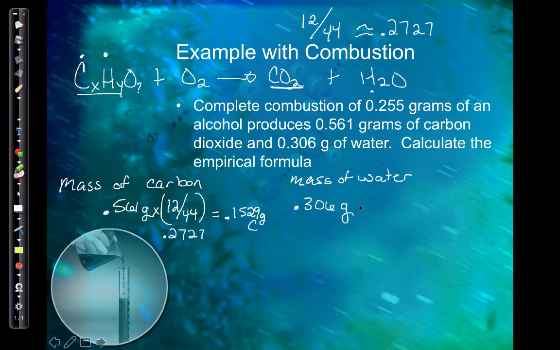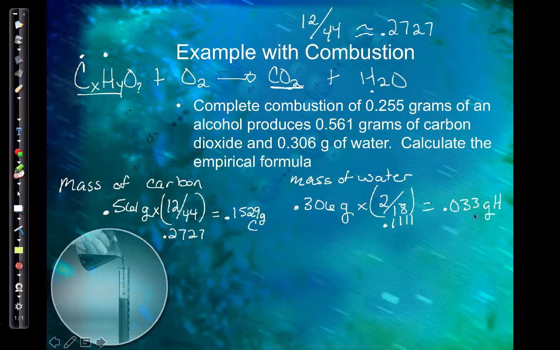Now I'm going to do the same thing for the hydrogen. So I know that water weighs 18 grams. The hydrogen is 2 grams. So that's roughly 11%. So of this 0.306 grams, how much of it is just hydrogen? And that's going to give me 0.033.